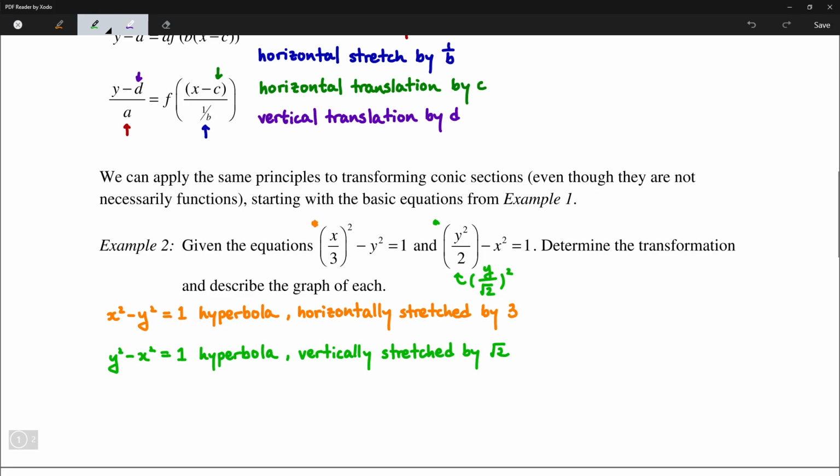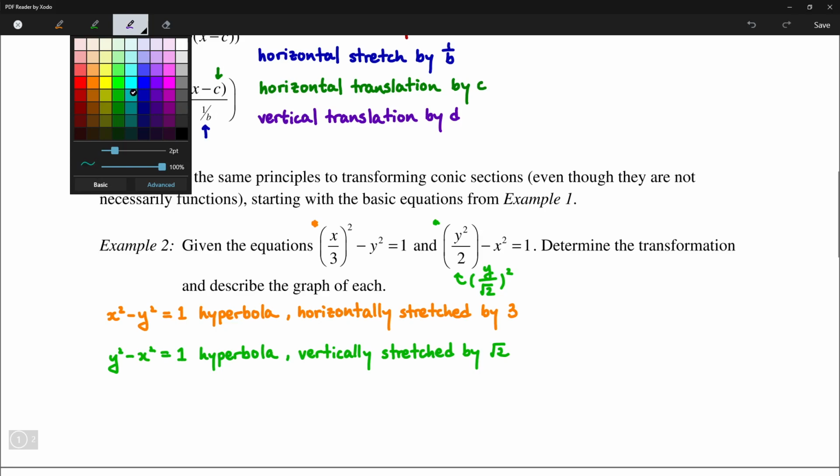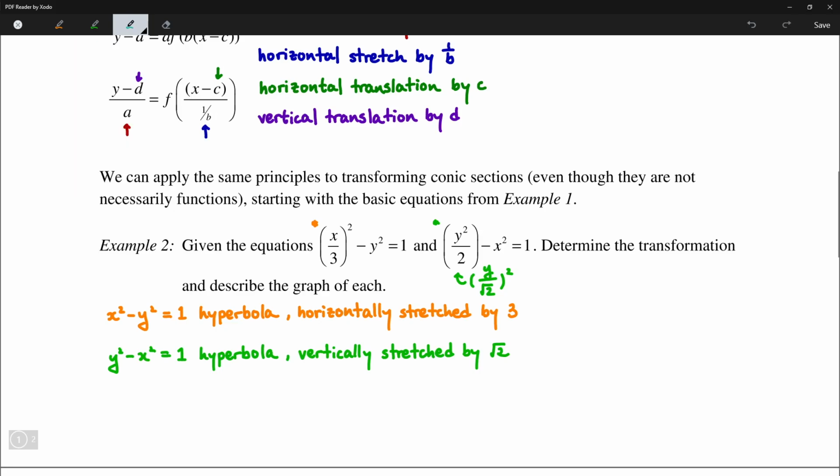Just a quick aside, if we were having something like 2y all squared minus x squared equals 1, then that would be the same hyperbola vertically stretched by 1/2.